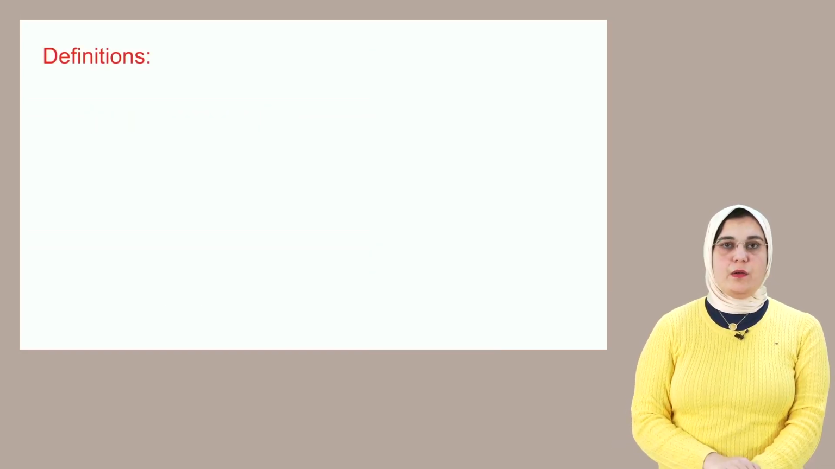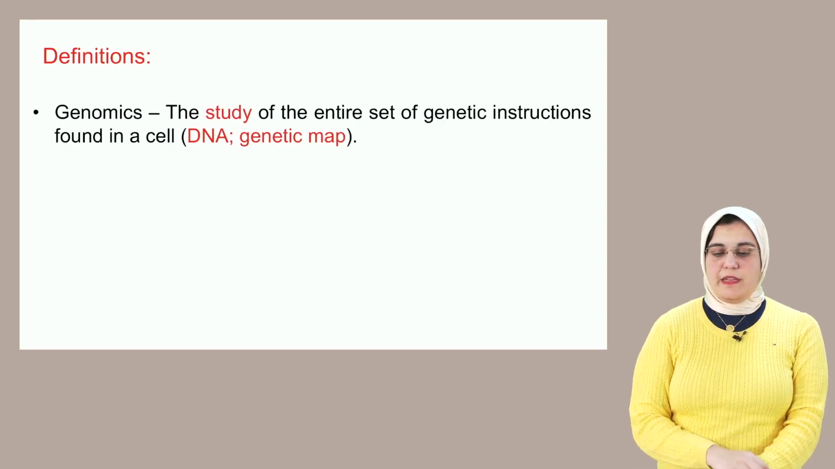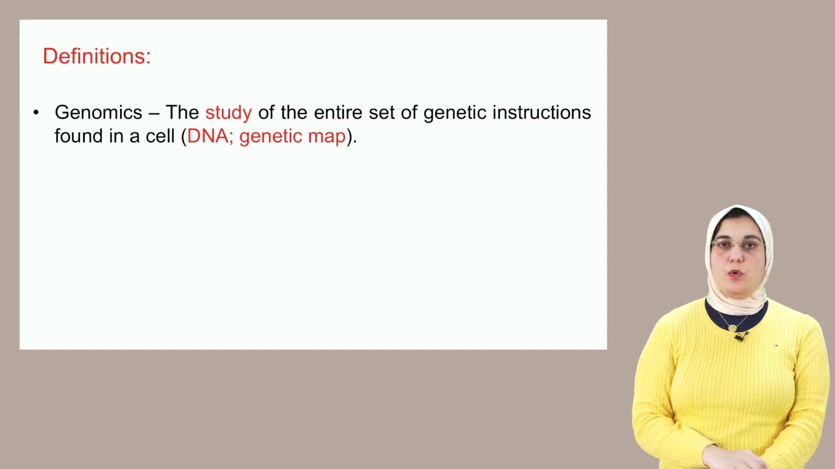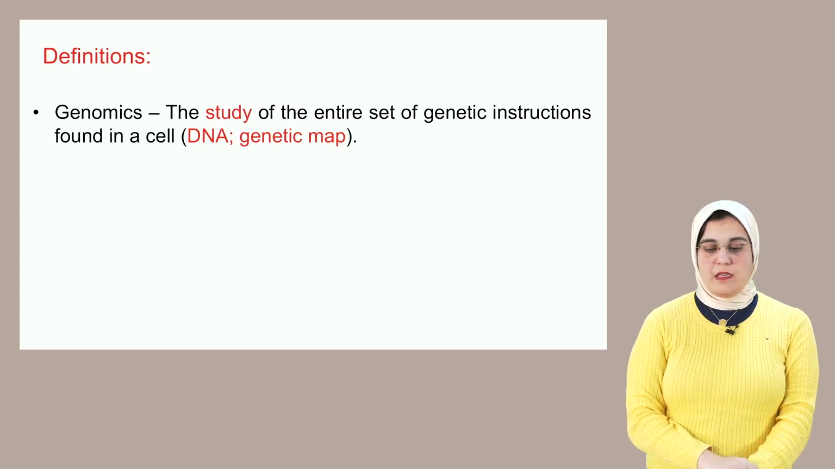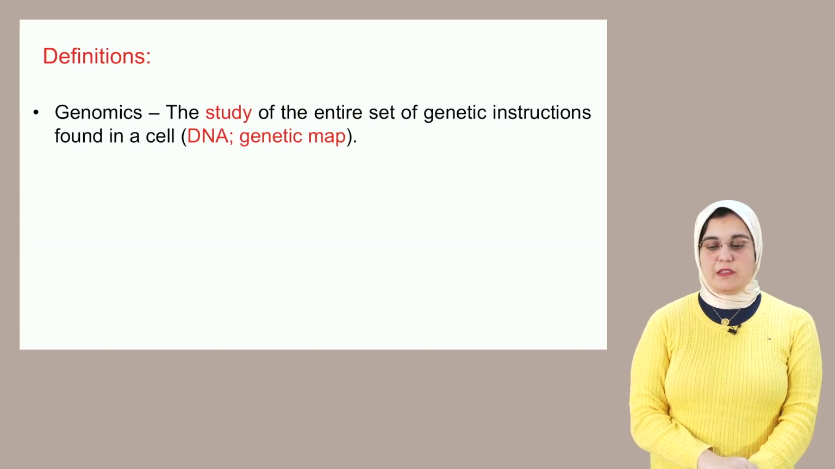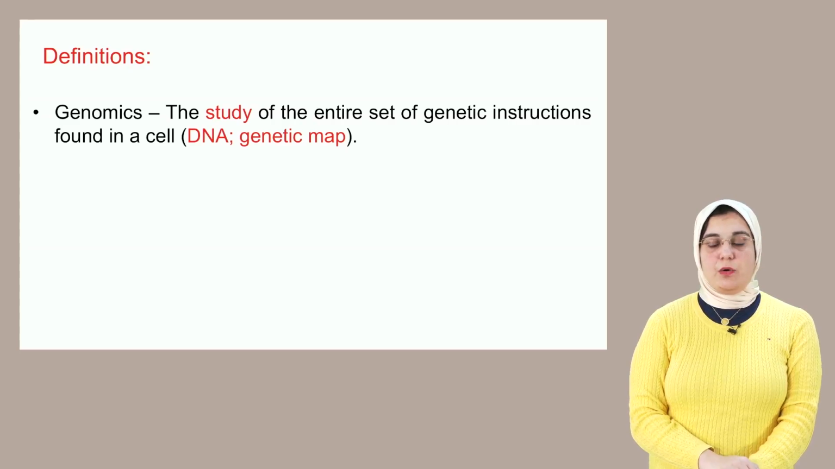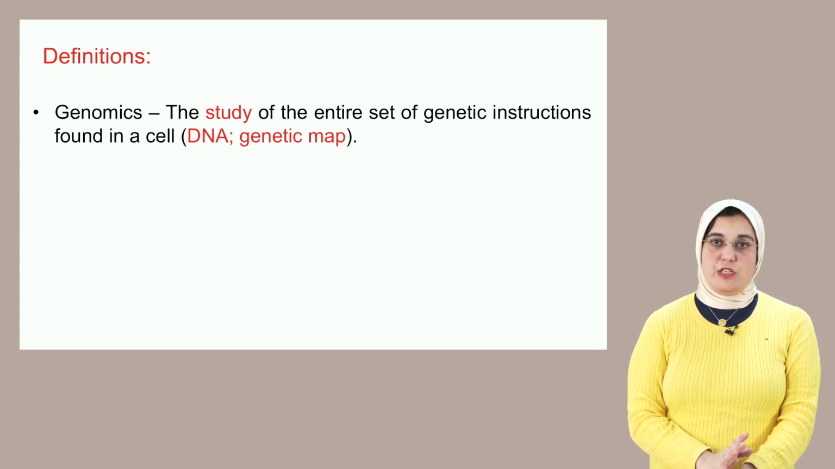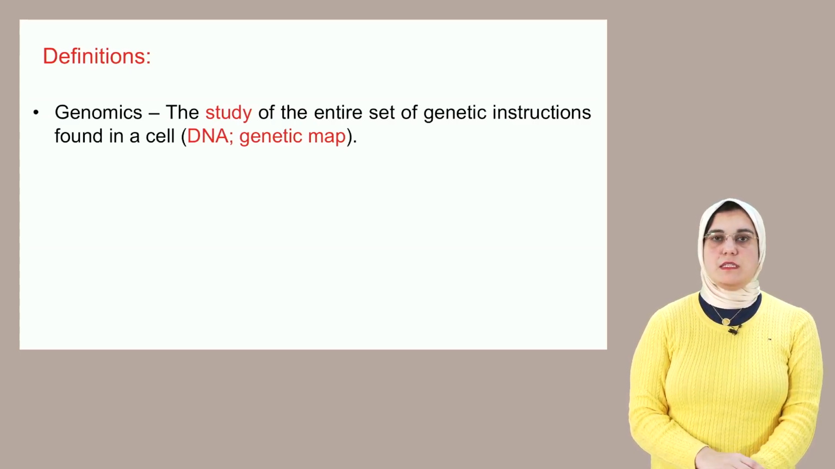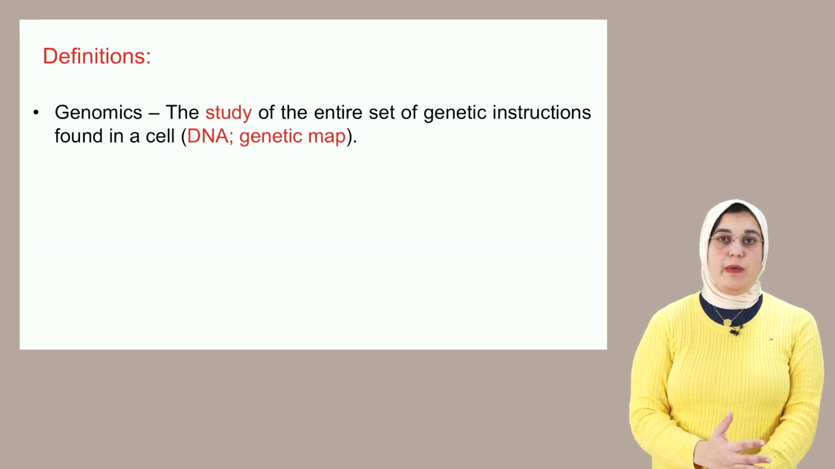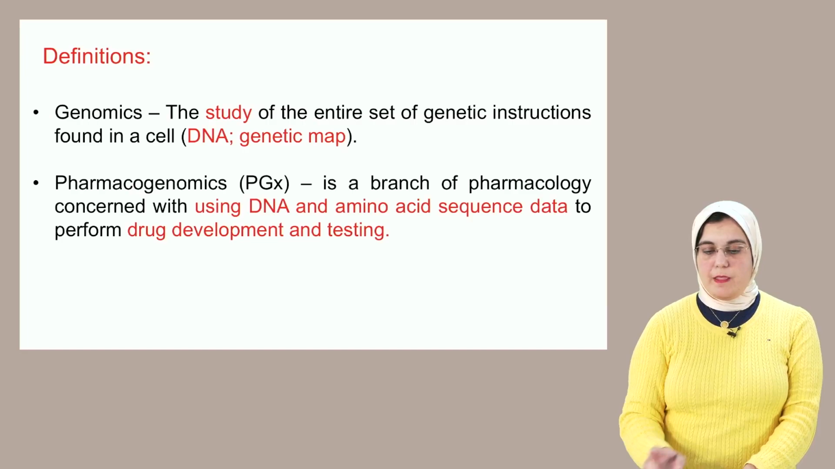First, we can now simply understand and define the meaning of genomics. Pharmacogenomics has two parts, so what is the meaning of genomics? It is the study of the entire set of genetic instructions found in a cell. As we explained in Pharmacogenomics 1, we have a genetic map. So this is the study of genomics. It's the study of the genetic map of human beings.